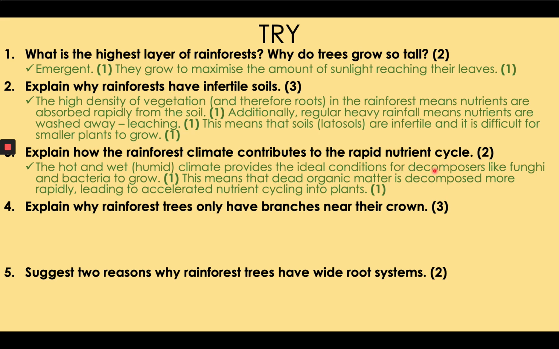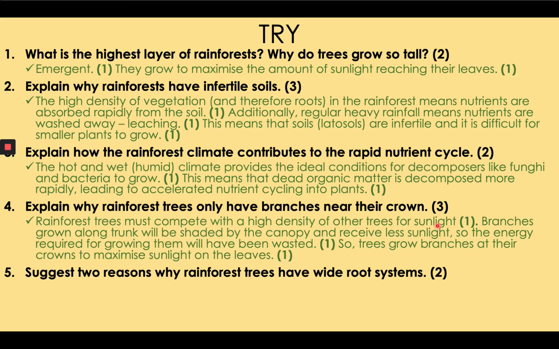It provides the ideal conditions for decomposers. Because of the high number of decomposers, dead organic matter is decomposed more rapidly. Make sure you've got these 2 points. 4, why do rainforest trees only have branches near their crown? Sunlight, waste of energy to have them lower down, and so they grow most of their branches at the top of the crowns.